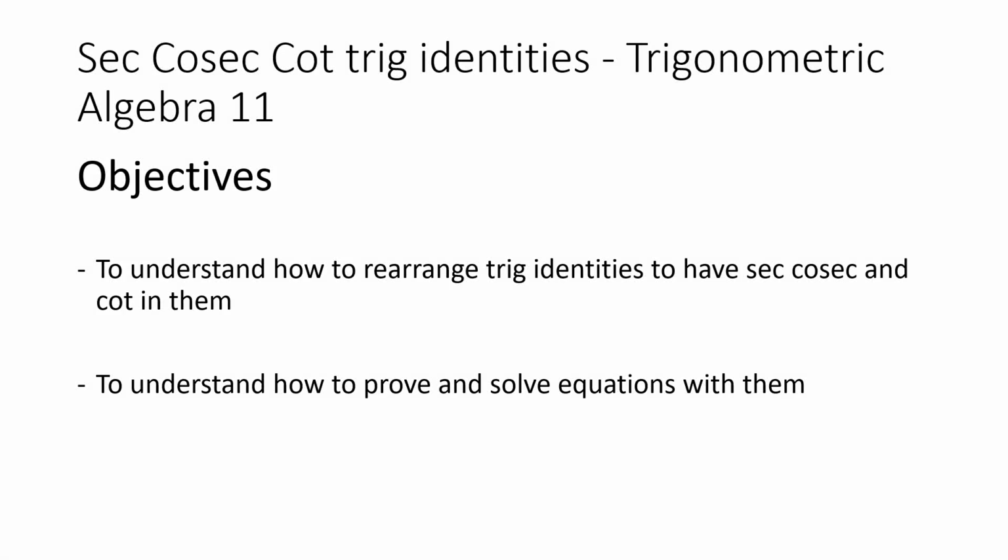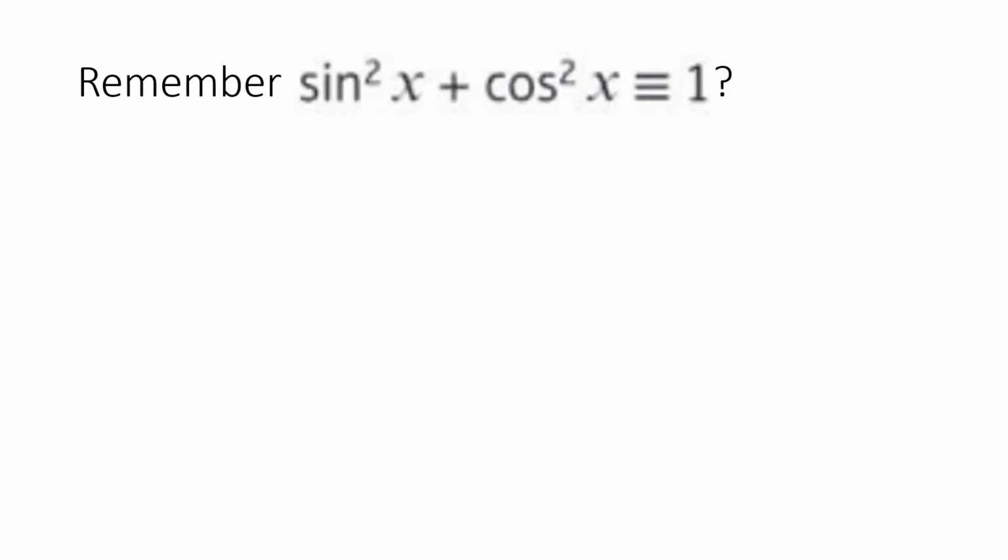So we spoke about sec, cosec, and cot. Well, there are also trig identities for those functions as well. Good news though is you don't need to memorize either of them. All you need to do is remember this one. Sine squared x plus cos squared x is identical to 1.